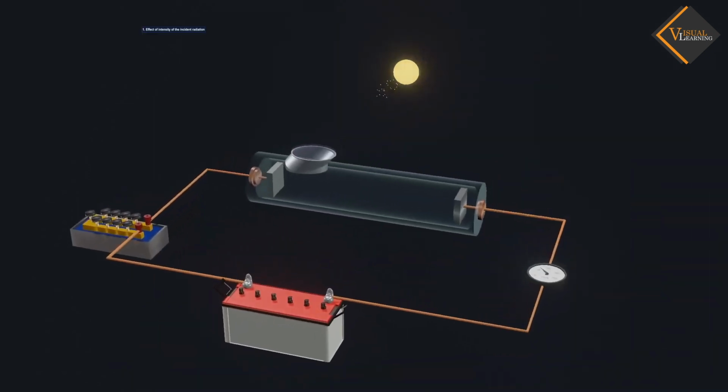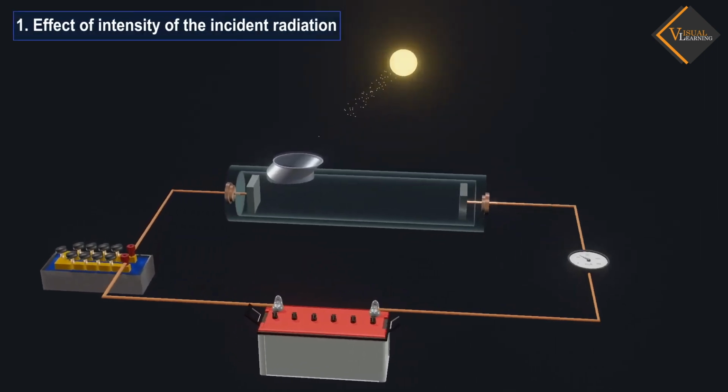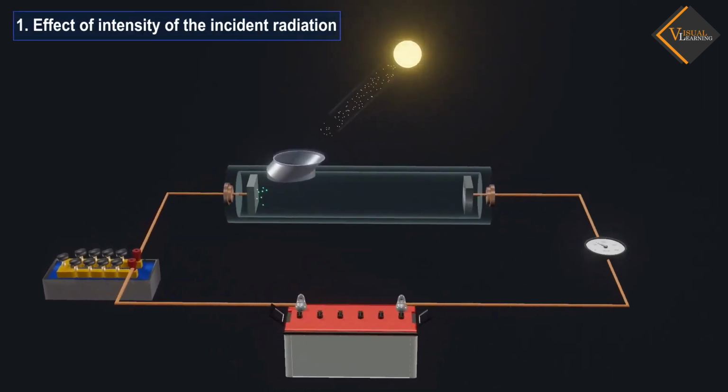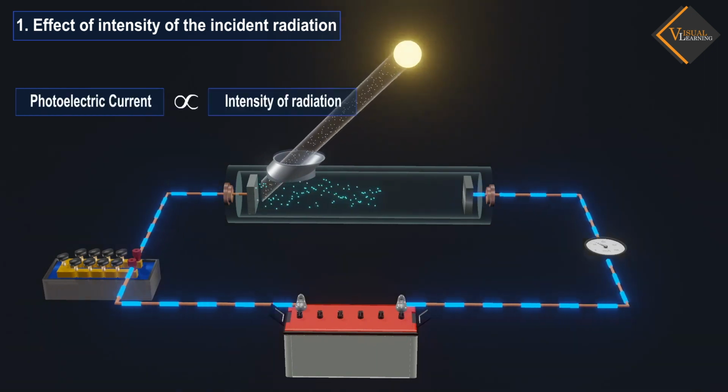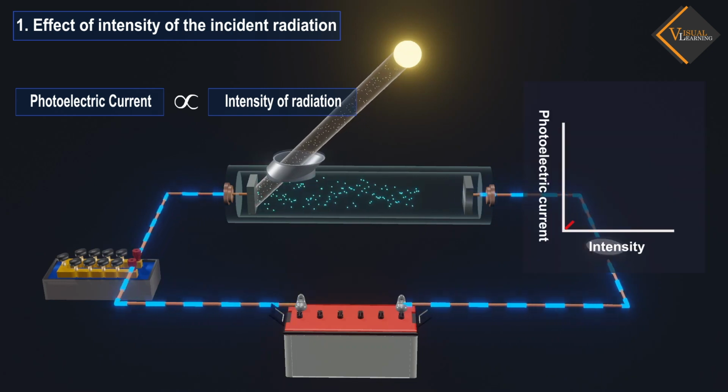Effect of intensity of the incident radiation. It was found in this experiment that the photoelectric current is directly proportional to the intensity of radiation. This means that the higher the intensity of radiation, the higher the generated photoelectric current.